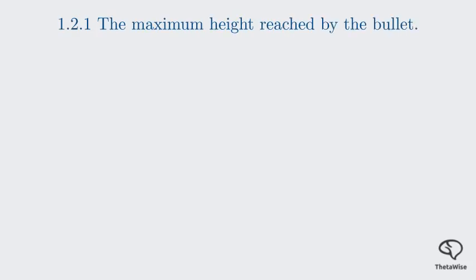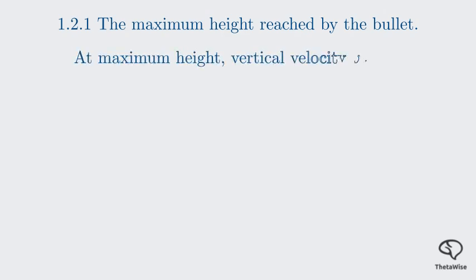This is part 1.21. The question asks for the maximum height. A key concept here is that at its maximum height, the bullet momentarily stops moving upwards. This means its vertical velocity at that point is 0. So at maximum height, the final vertical velocity, Vy, is 0.